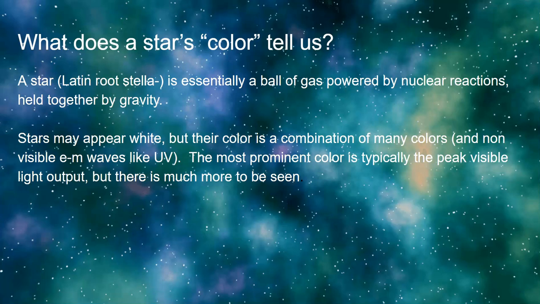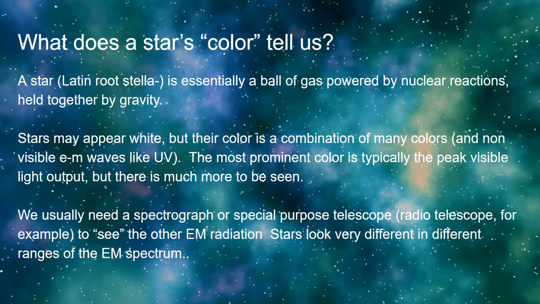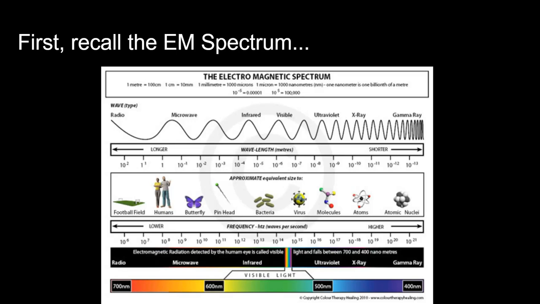Okay, now briefly, let's talk about a star's color. A star doesn't have one color. It actually has a combination of what could be thousands of colors, and a whole lot of non-visible electromagnetic waves like UV. The most prominent color is typically the peak visible light output, but there's a whole lot more to be seen. Usually we need a spectroscope or spectrograph or some special purpose telescope. Radio telescopes work really well to see the other electromagnetic radiation. Stars look very different in different ranges of the EM spectrum.